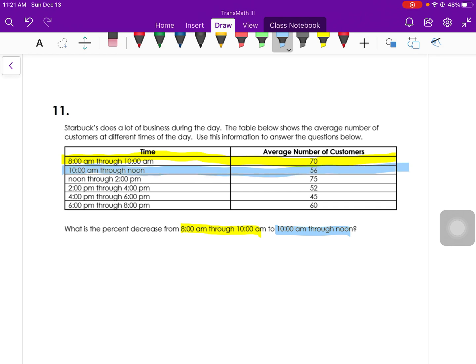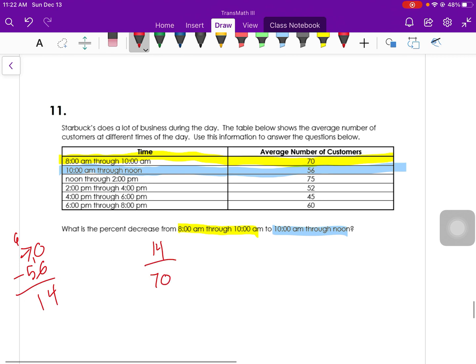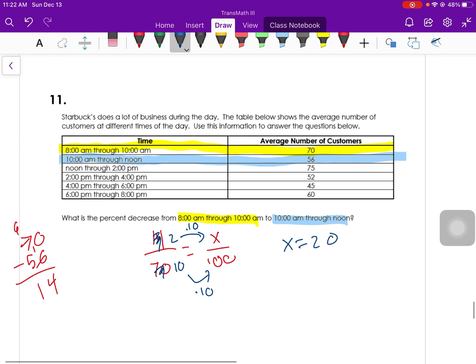So my original is where I started. That's going to be the yellow. That's the 70. And I'm asking for the percent decrease. Well, I take 70 minus 56. That gives me 14. So my change is 14. My original is 70. And I'm asking for the percent change. Now for this one, I don't have a nice horizontal or vertical method, but I know that this is divisible by 7, and so is that. And then that gives me a nice horizontal method, nice vertical method too, for what it's worth. So x equals 20. There was a 20% decrease.